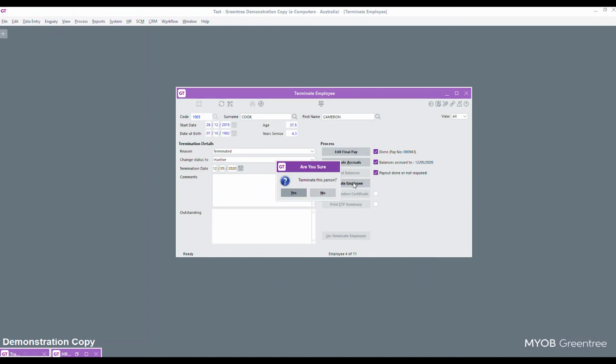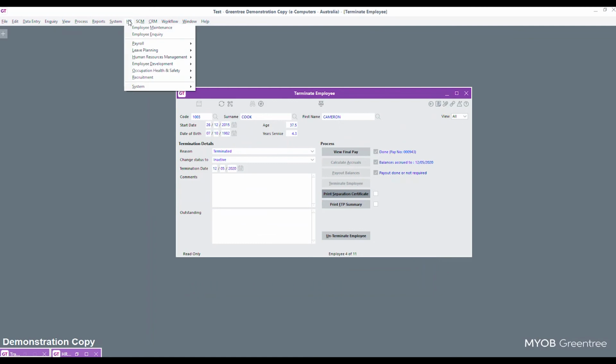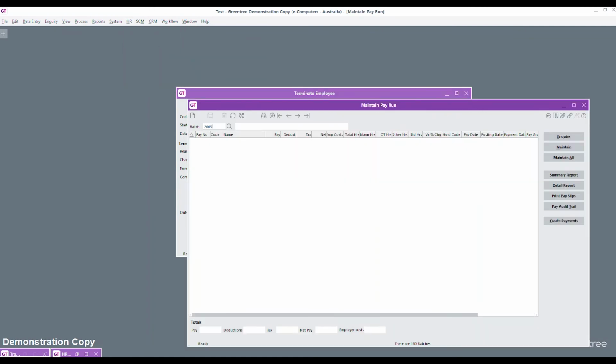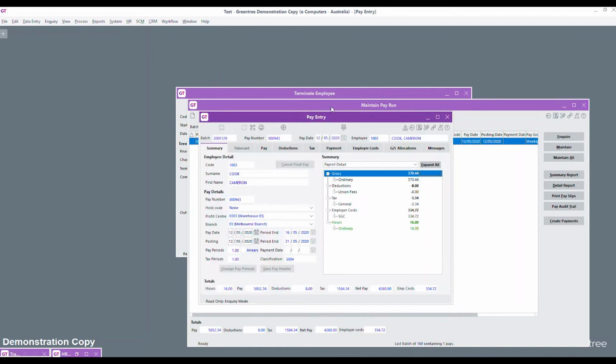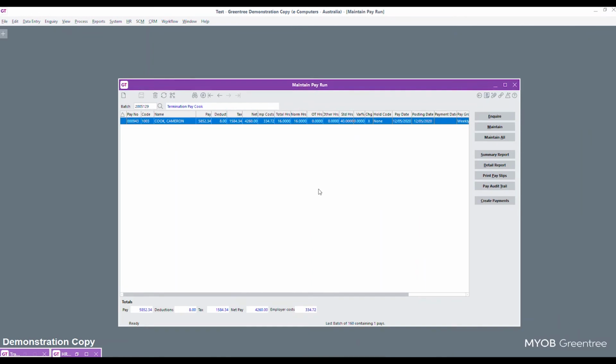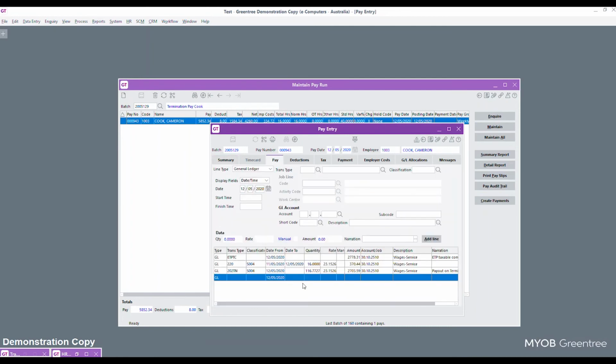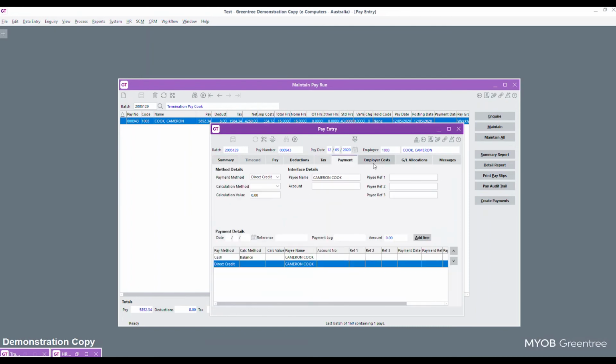Now we can terminate our employee, and we say yes. So we can then go into opening the batch that we were in. And you'll note that it's exactly the same. You follow the whole process through on terminating an employee. Nothing's changed. It's got all the information that we put in, and everything's right to go.